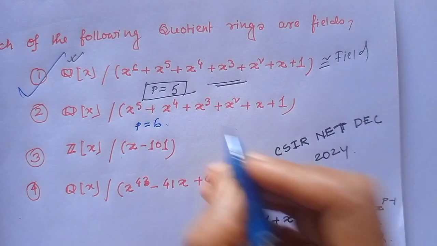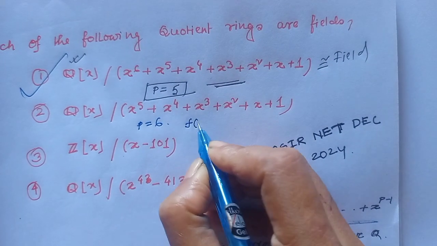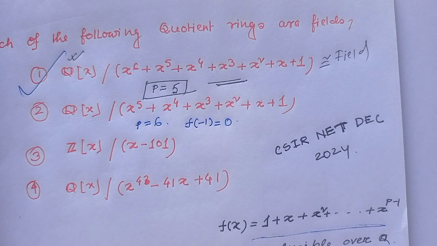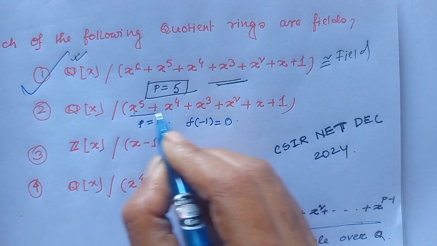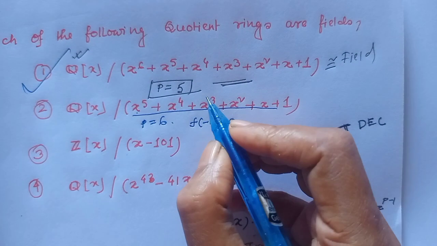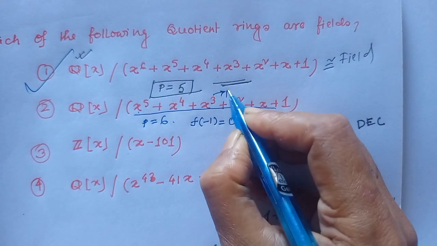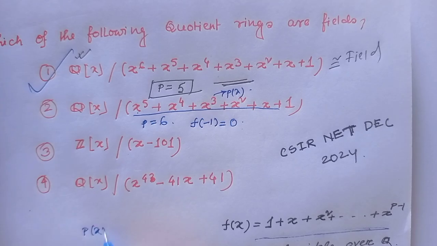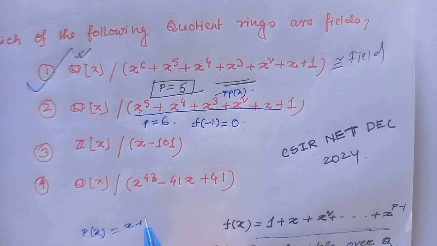Here notice f of minus 1 equals 0. Since f of minus 1 equals 0, if we consider this polynomial as p(x), then we can write p(x) equals (x plus 1) times q(x).